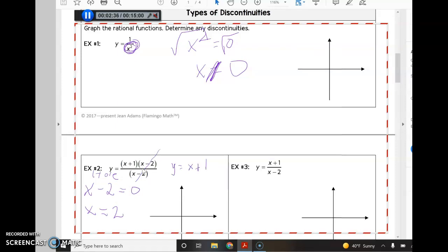Well, this is just a linear equation. You start at 1, right? Go up 1, right 1, up 1, right 1, or down 1, left 1.